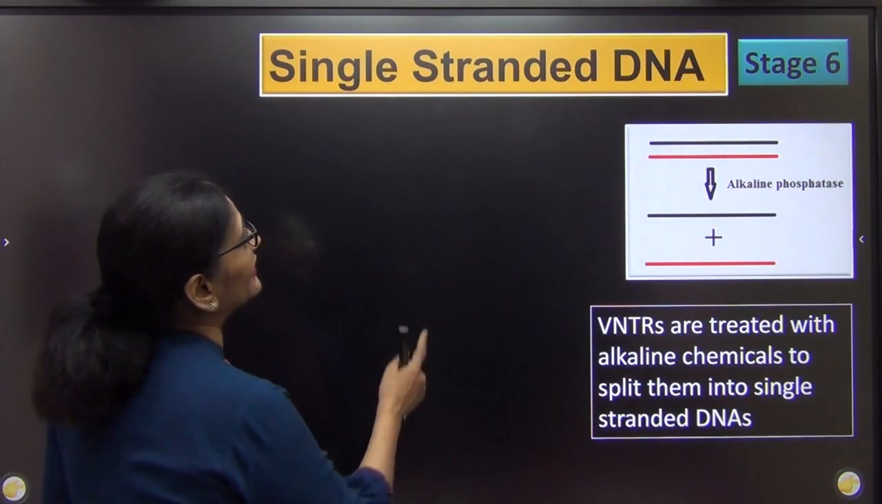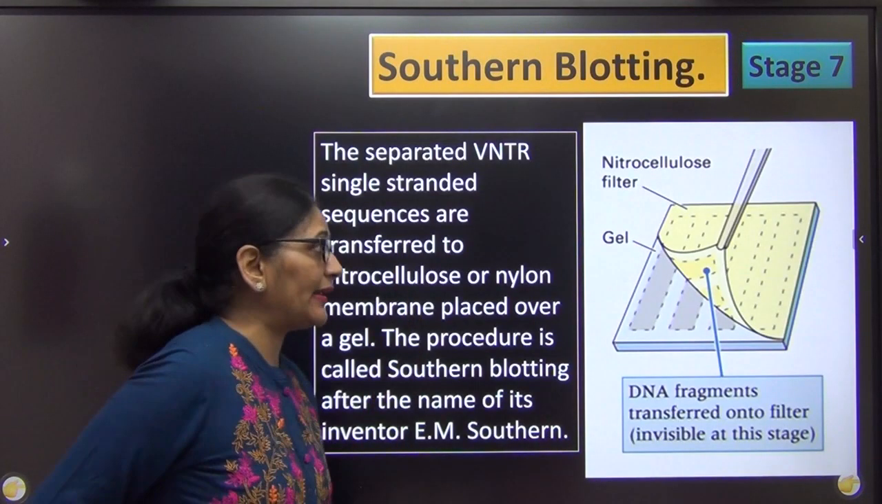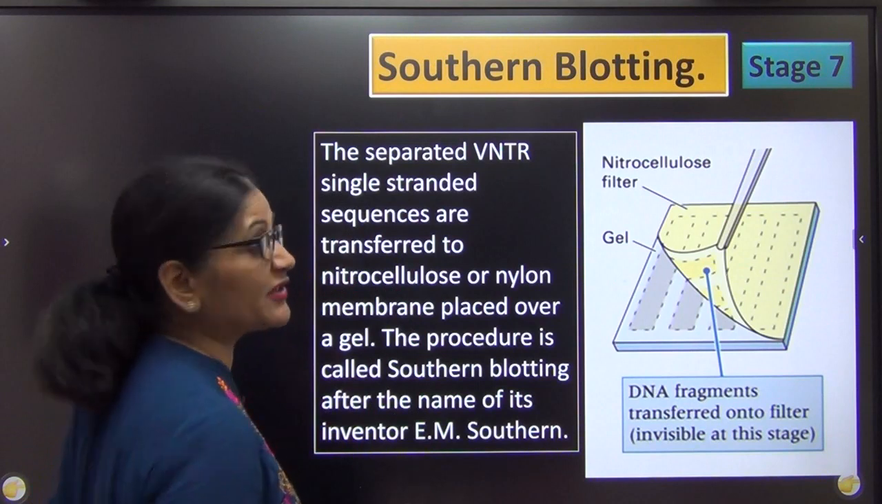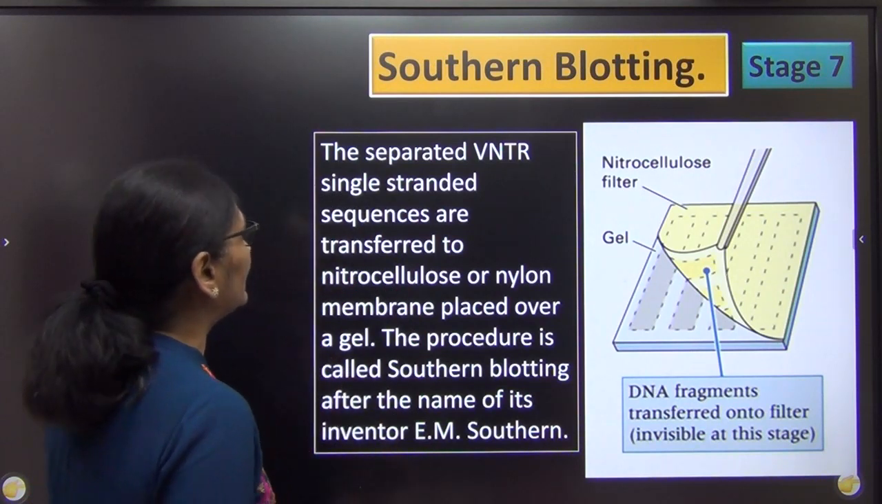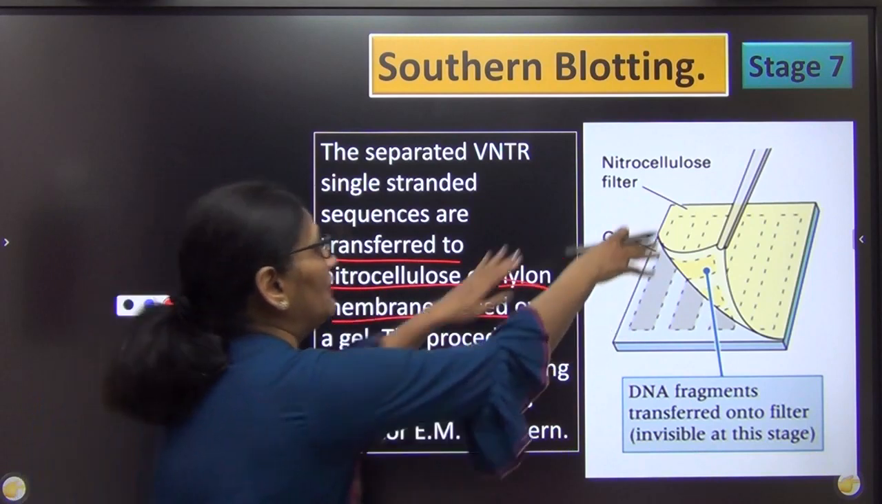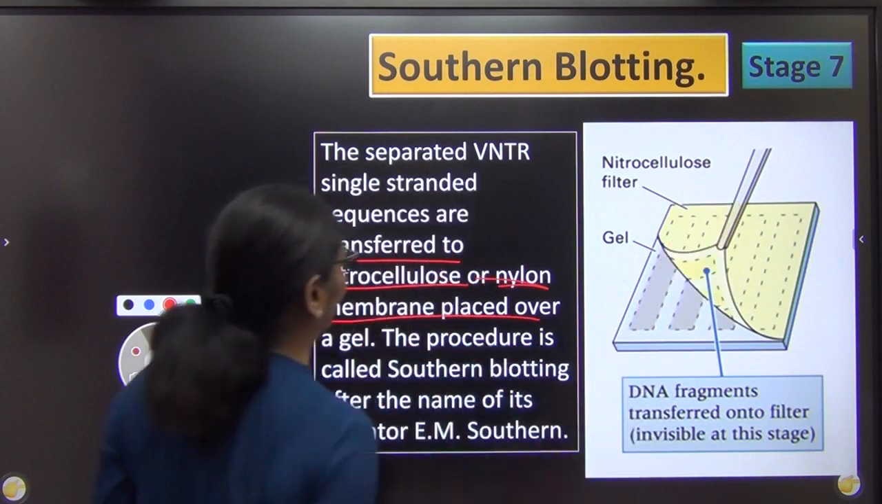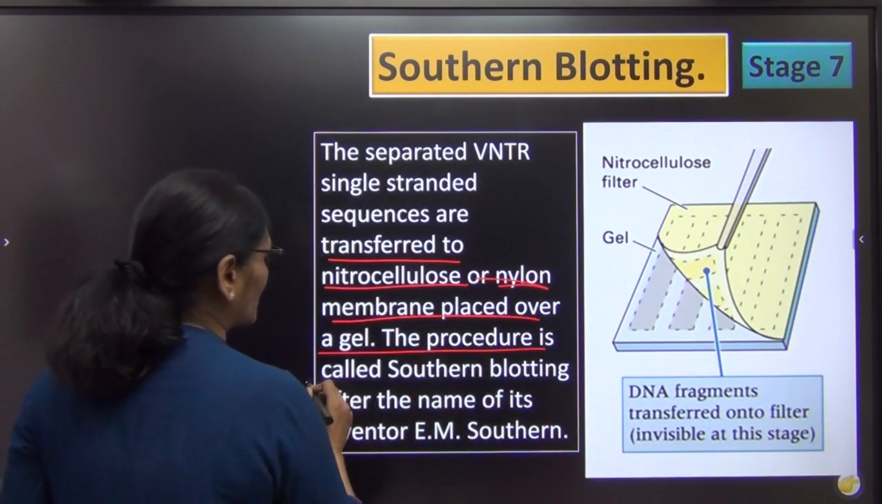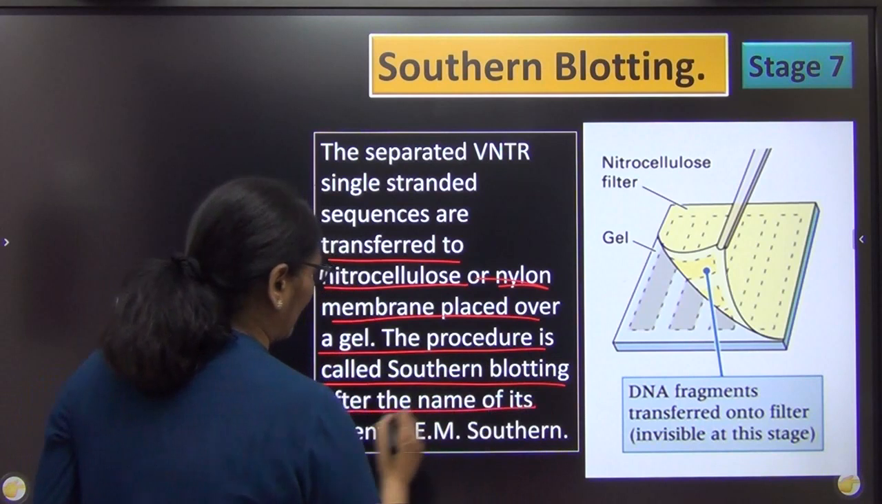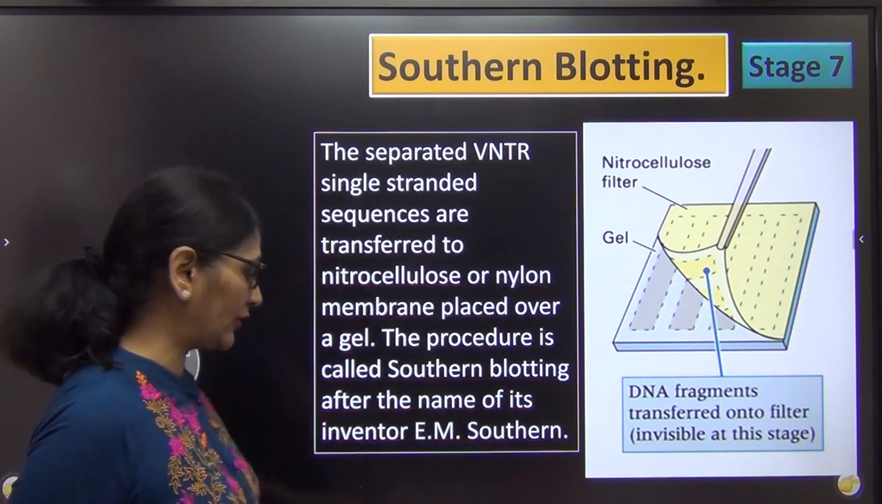Now once they are transferred, this technique is called Southern blotting, right? See this, in Southern blotting, these separated VNTRs which are now single stranded are transferred to a nitrocellulose membrane or nylon membrane which is actually placed on the gel. Look, placed on the gel, so the DNA gets transferred. The procedure is called Southern blotting after the name of E.M. Southern. E.M. Southern discovered it, so we call it Southern blotting.